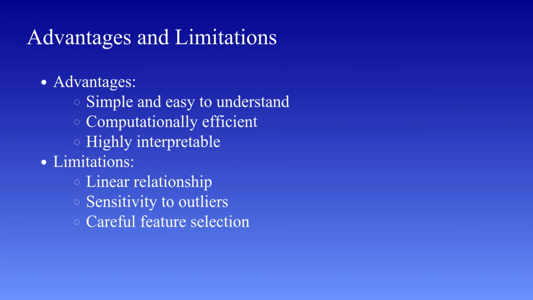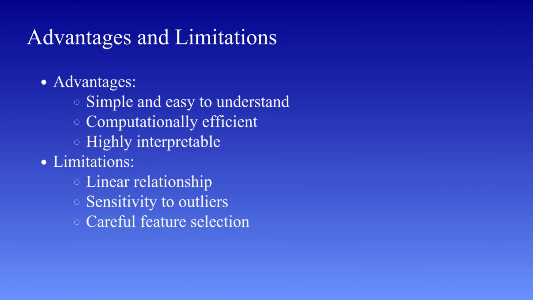One major limitation is that linear regression assumes a linear relationship between variables. If the actual relationship is nonlinear, the model may not perform well unless we use transformations or more advanced techniques. Another limitation is its sensitivity to outliers. A few extreme values can significantly affect the regression line and lead to inaccurate predictions.